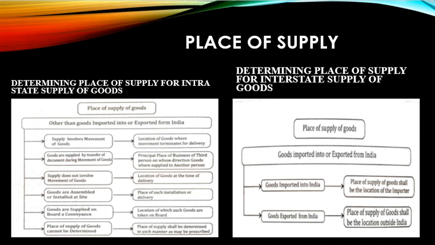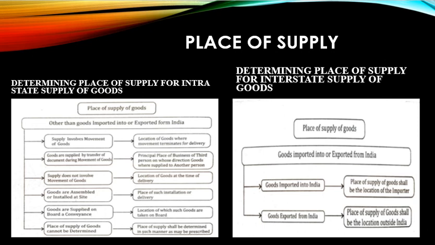While determining the levy of taxes based on place of supply, two things are considered, namely the location of the supplier, which is the registered place of business of the supplier, and the place of supply, which is the registered place of business of the recipient. So basically it is used for determining the place of supply for intrastate supply of goods.